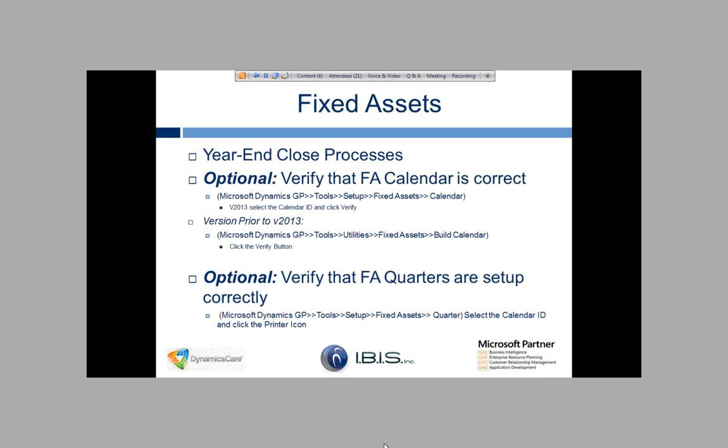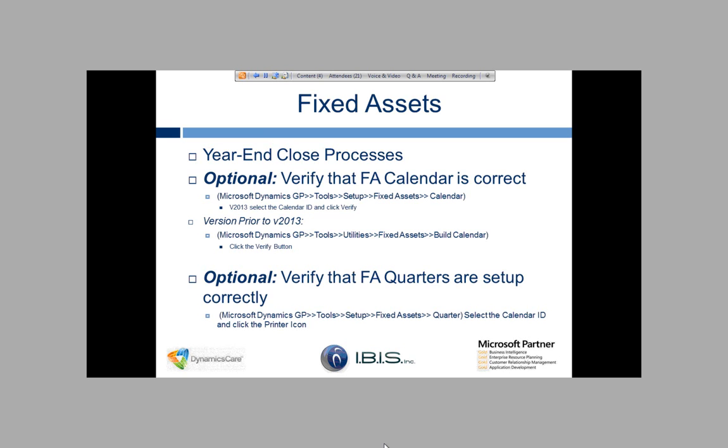The second bullet point is also optional. This is verify that fixed asset quarters are set up correctly. Now, to get to the quarters window, you would go to Microsoft Dynamics GP, Tools, Setup, Fixed Assets, Quarter. You would select the calendar ID and then click on the printer icon at the top right corner of this window.